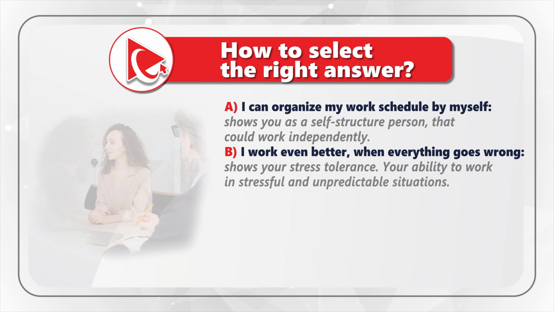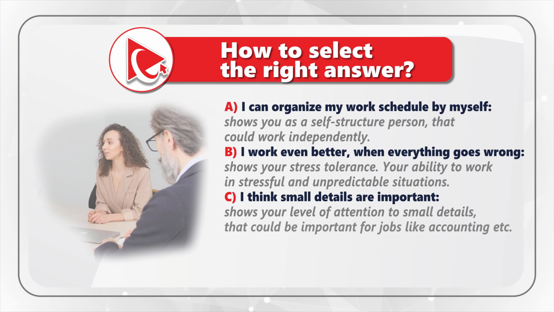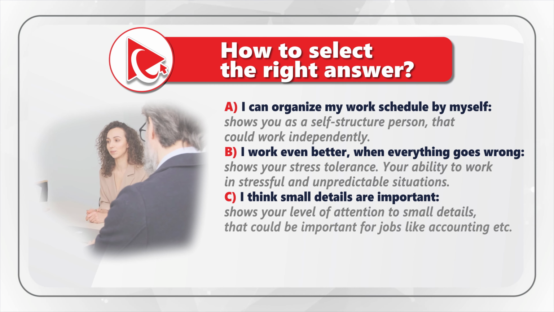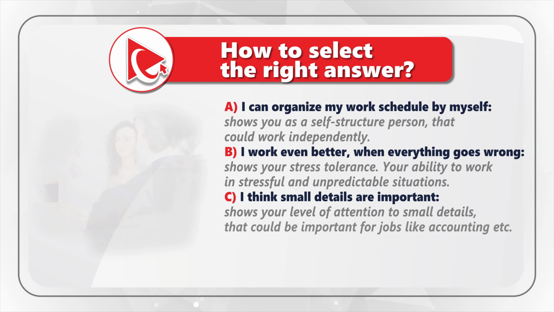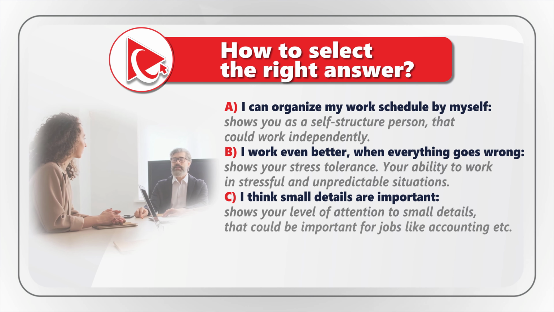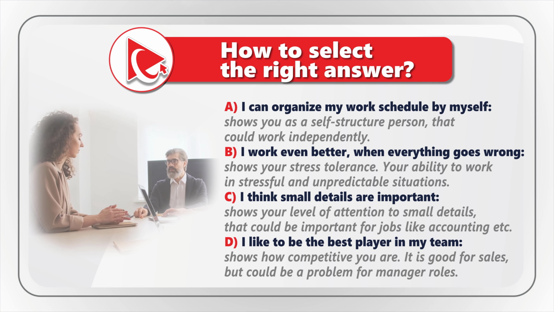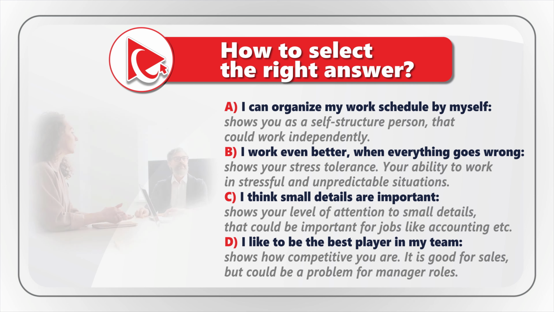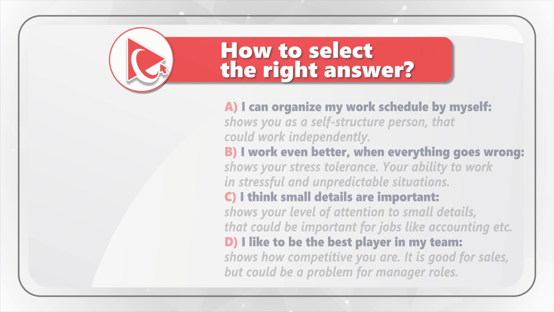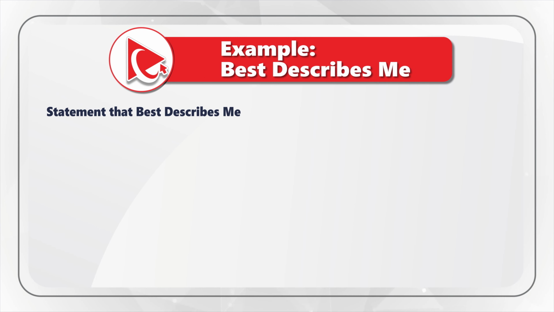Choice C, I think small details are important, would show your level of attention to details that could be important for jobs such as accounting, programming, controller, and other jobs that require attention to details. And last but not least, choice D, I like to be the best player on my team, shows how competitive you are. This is a good choice for the sales position, but could be a problematic choice for the manager roles.